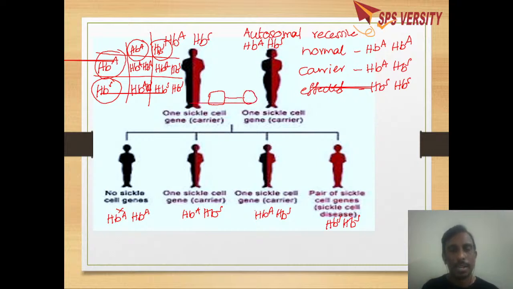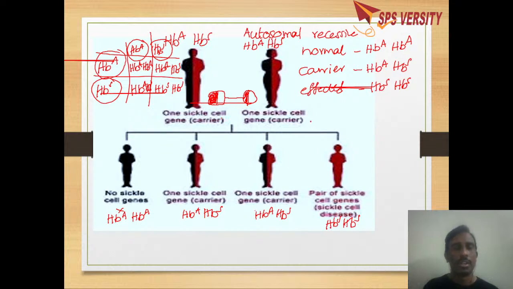Both got married, so both are carriers. Generally carriers are represented by half. In most of the cases they are not represented, but any carriers will be represented. Okay, so they got married.